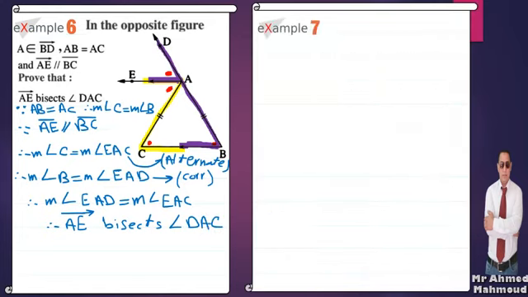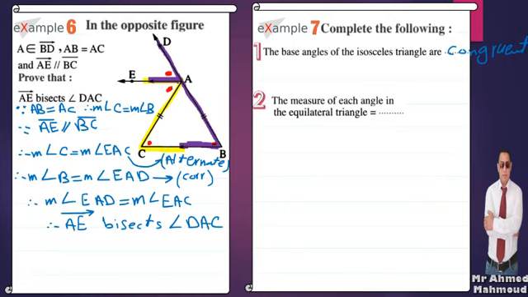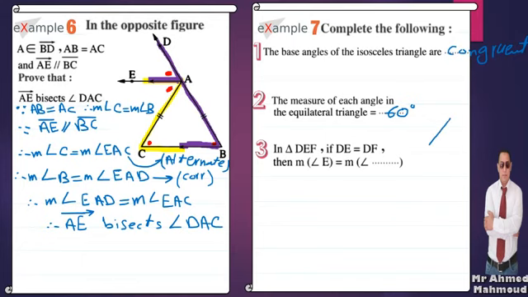The next example. Complete the following. The base angles of the isosceles triangle are congruent; you can write congruent or you can write equal in measure. I will write congruent. The measure of each angle of the equilateral triangle is, of course, 60 degrees. Triangle DEF, DE equals DF. Then the measure of angle E equals the measure of angle F. Of course, you need to draw it in the exam, to be clear.